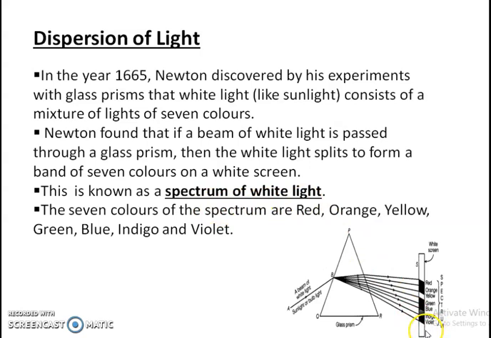So the 7 colors of the spectrum are violet, indigo, blue, green, yellow, orange and red. Out of these, other than red and orange, most of them have very small wavelength. Red and orange have greater wavelength. So this phenomenon is called dispersion.